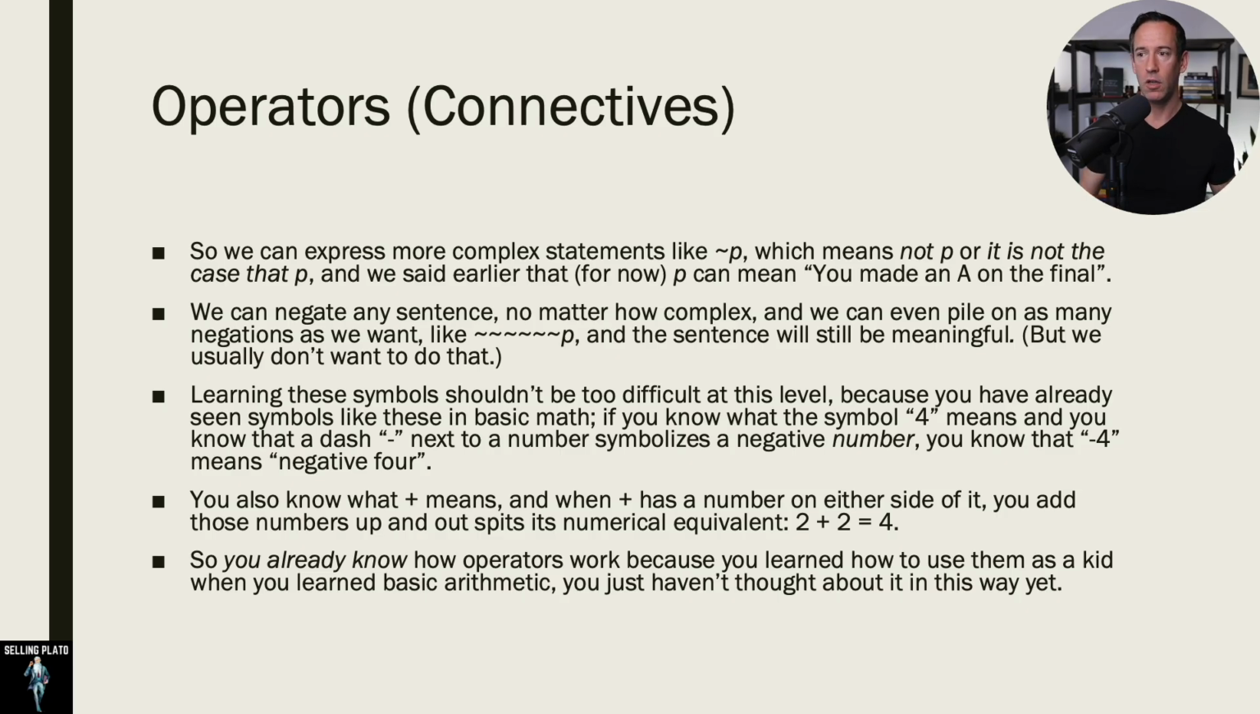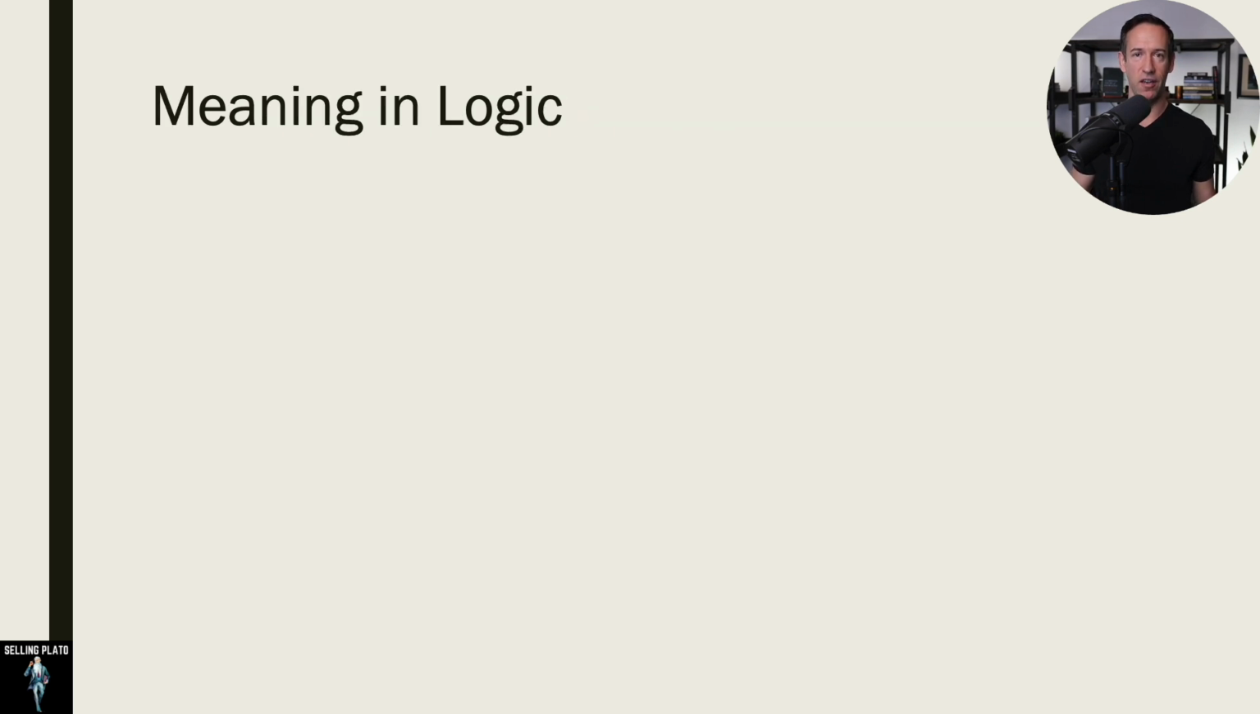You already know how operators work because you learned how to use them as a kid when you just learned basic arithmetic. You may just not have thought about it in this way yet, but as we learn logic, there will be a lot of similarities to what you learned in basic arithmetic. You're going to be learning operators, but you've already done that. You're going to be learning the rules for them. You've already done that in basic arithmetic. It's just going to be the specifics that will be a little bit different. All right. So you've done this kind of thing before. It's going to eventually be second nature to you.